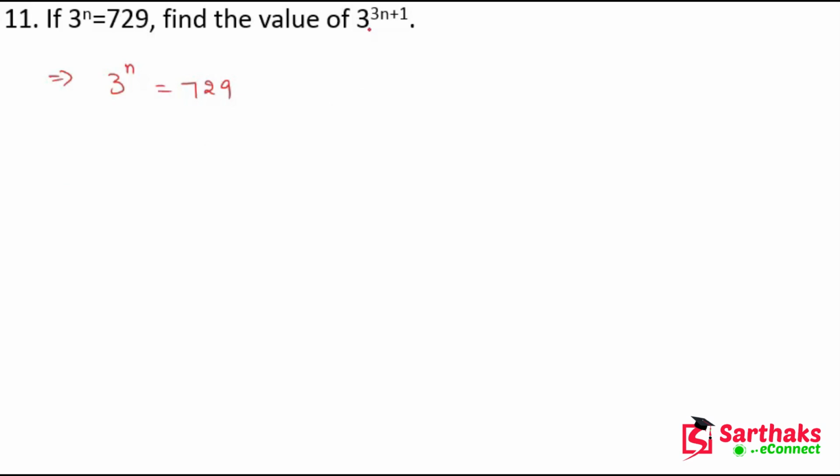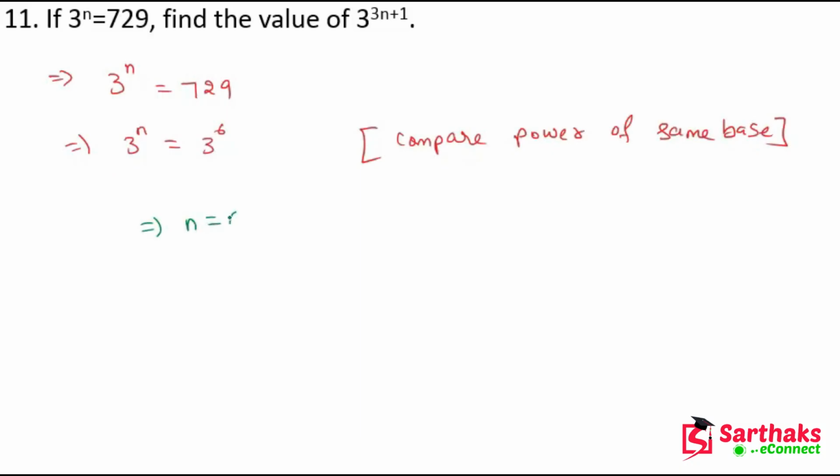729. Here we have to find the value of 3 raised to power 3n plus 1. So first of all we have to find the value of n. So here we can write 3 raised to power n is equal to 3 raised to power 6. If we compare the power of same base, we can write n is equal to 6. So the value of n is 6. Now put the value of this n in this expression.